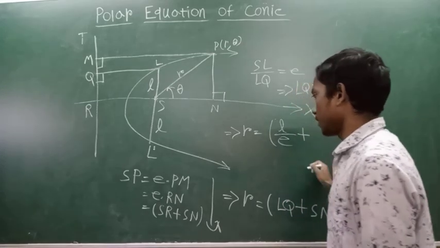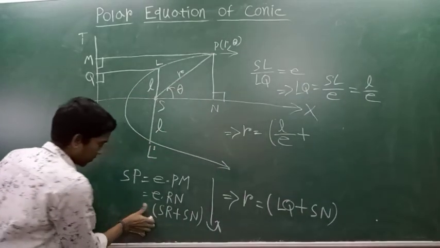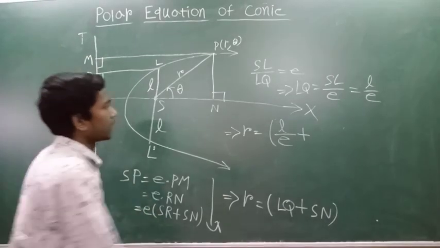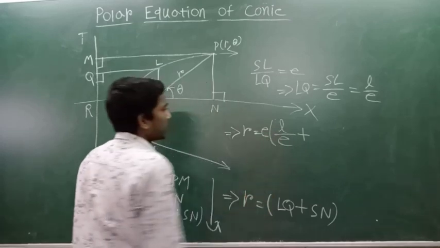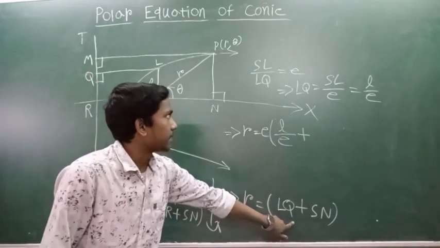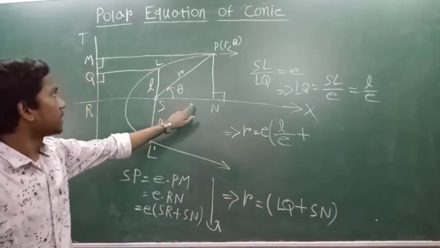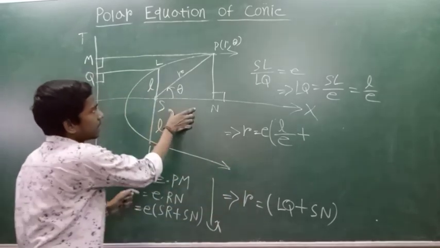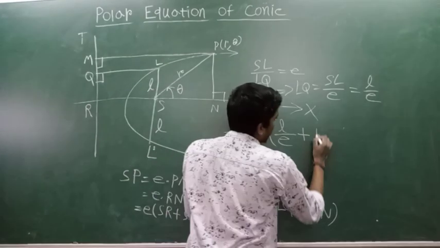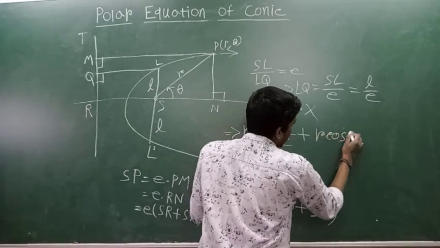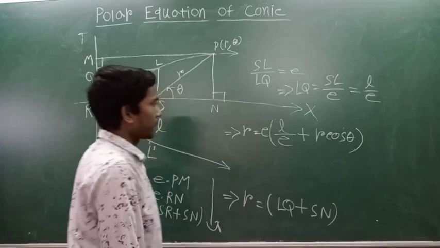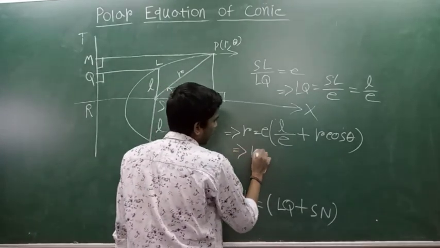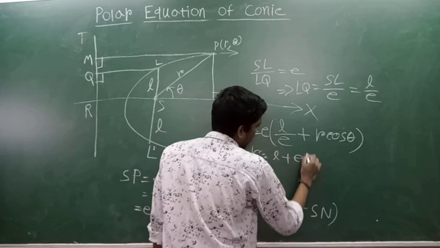So this implies r is equal to, there was an e here, eccentricity e, so this is e into (l by e plus SN), and we have already found that SN is equal to r cos theta. We already derived this. So here we can write r cos theta. Now multiply e and you get r is equal to l plus er cos theta.